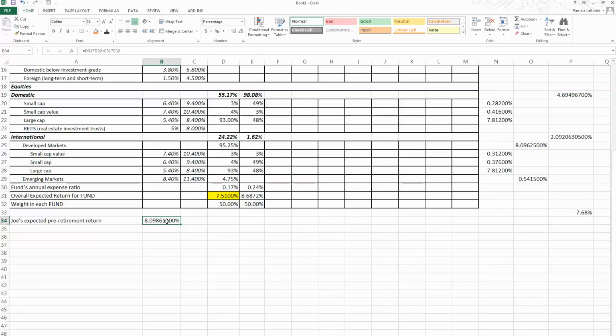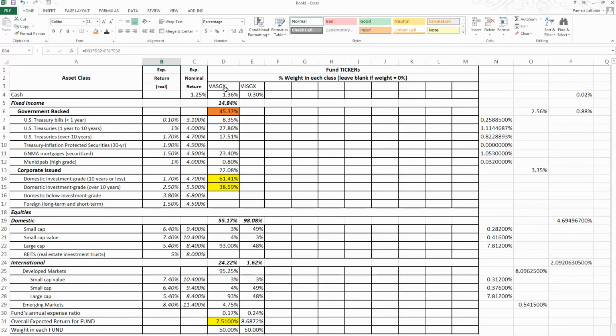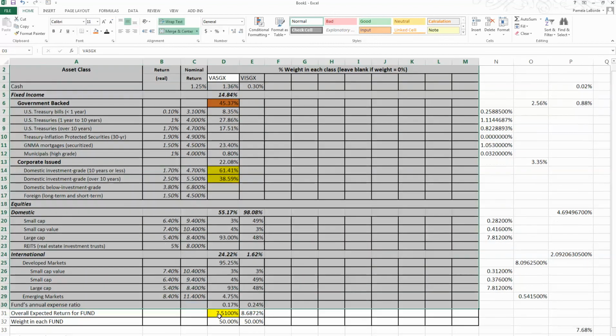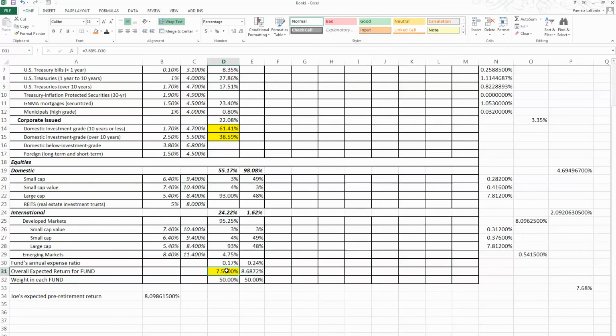I'd do the same thing for Jane and enter her number. Jane's easy. She only has one fund, and it's the Janice 20 fund. So I'd follow this entire process for Janice 20, and I'd come up with this number for Janice 20, except for Jane's weight, it'd be 100% and not 50%. And so then I'd have Jane's expected pre-retirement return, not income.